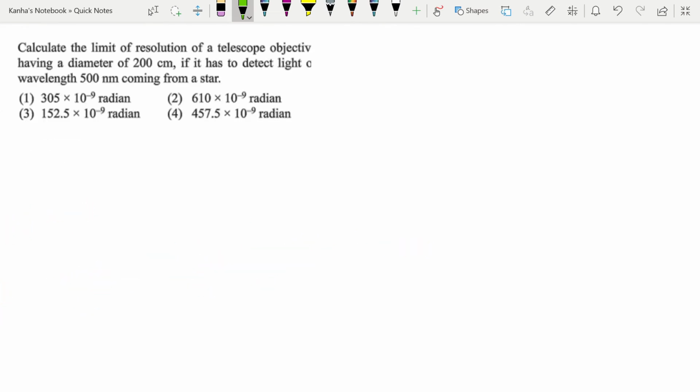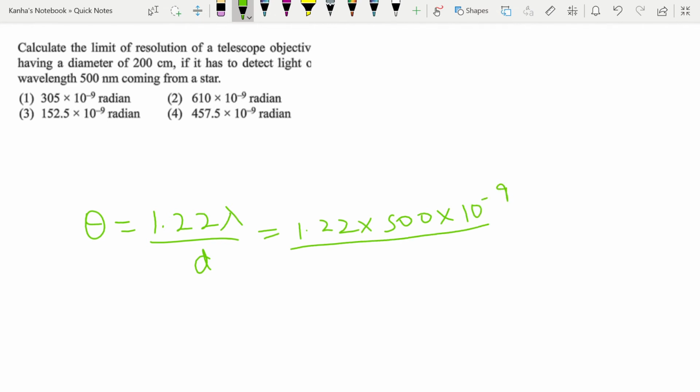Next is a simple formula based question. Calculate the limit of resolution of a telescope objective having a diameter of 200 centimeter if it has to detect light of wavelength 500 nanometer coming from a star. So I have theta equal to 1.22 lambda divided by d, which is equal to 1.22 into 500 into 10 to the power minus 9 divided by 2, which is equal to 305 into 10 to the power minus 9 radians.